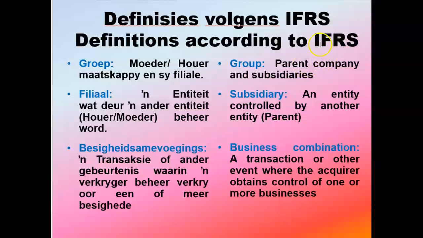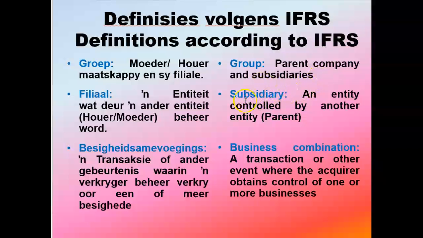Now, let's look at further definitions according to IFRS. IFRS says a group of companies means that there must be somewhere a parent company or holding company and subsidiaries, one subsidiary or more than one subsidiary. If it's a very simple group, it's only the parent company and the subsidiary company. If it's a more complex group, it's going to be a parent company and more than one subsidiary, like Naspers, for instance. That's a very complex group.